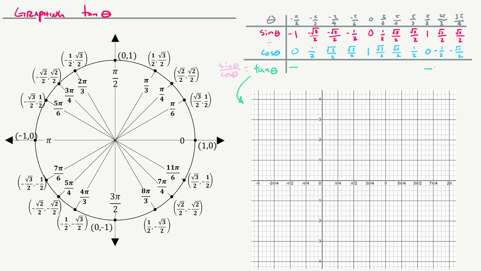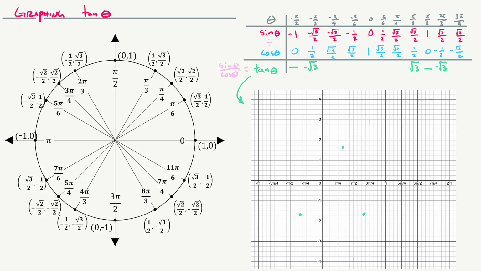2, positive pi over 2, really anywhere that cosine is 0, which is 3 pi over 2, 5 pi over 2, 7 pi over 2, 9 pi over 2, and so on and so forth, and all the negative pi over 2 values as well. So we can't really graph anything right now based on those. Let's move on to the pi over 3 stuff.